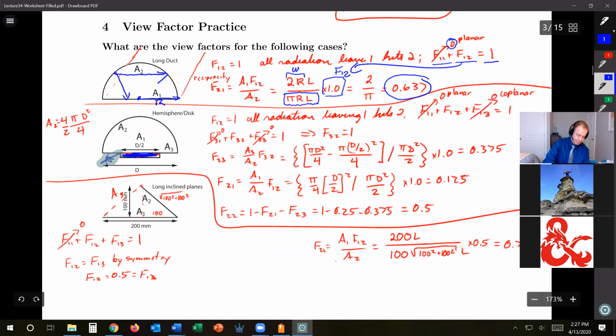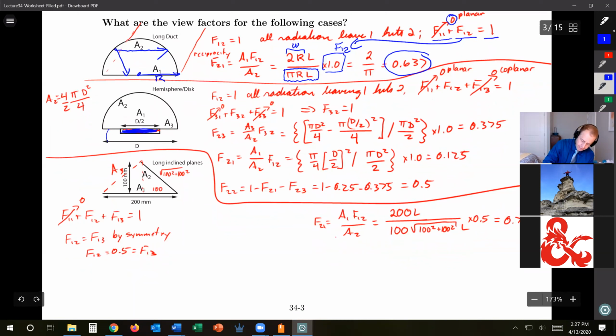This is often something you just kind of have to say, well, I know that F11 has to equal 0 and F33 has to equal 0. So I'm going to kind of start there. I'm going to start with some surfaces here. F11 plus F12 plus F13, that's the summation rule. I know F11 has to be 0, and I know F13 has to be 0 because they're all on the same plane. So I can immediately write F12 equals 1. I'm going to do summation for area 3, 3, 1. Those are coplanar, so those are 0. 3, 3 is planar, so it's got to be 0. So F32 is equal to 1.